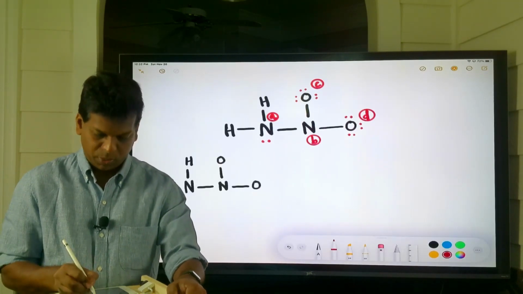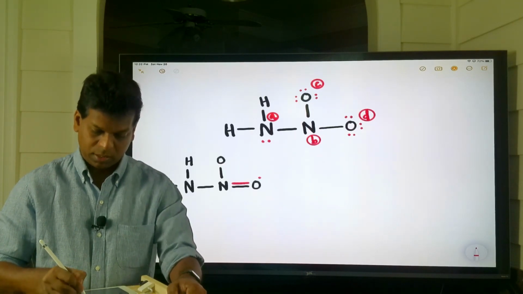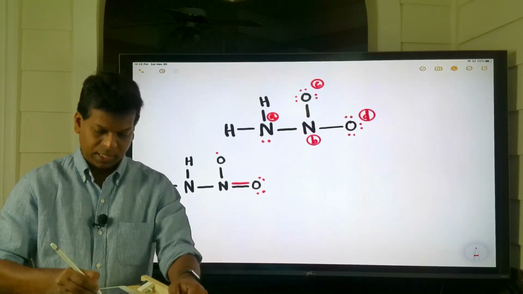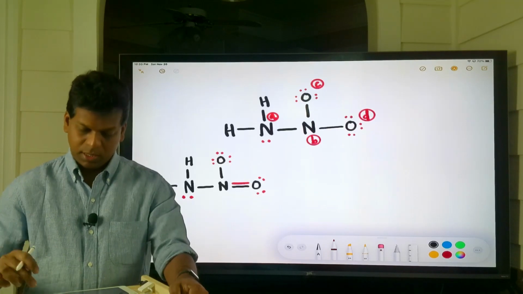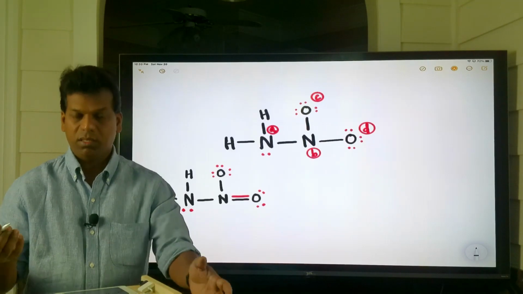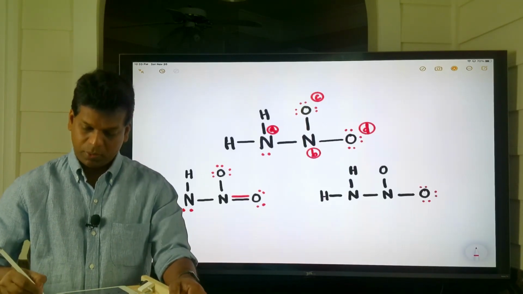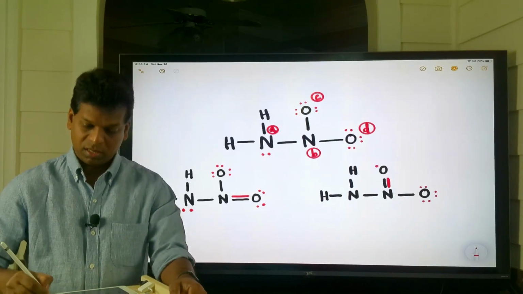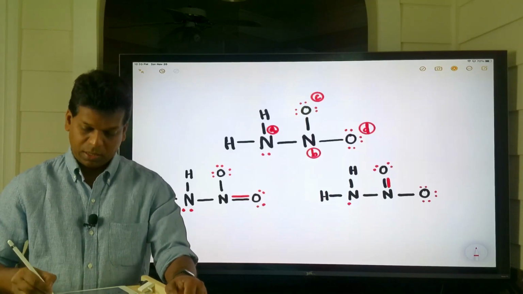The first one I'm going to make between nitrogen B and oxygen D, so that this oxygen will have 2 pairs left, and nothing happens to this oxygen. This has 2. Next, I can make the similar double bond using nitrogen B and oxygen C. Now this oxygen has 6 electrons, 3 pairs. We create a double bond between nitrogen B and oxygen C. Then oxygen C will have 4 electrons. Nothing happens to this pair.